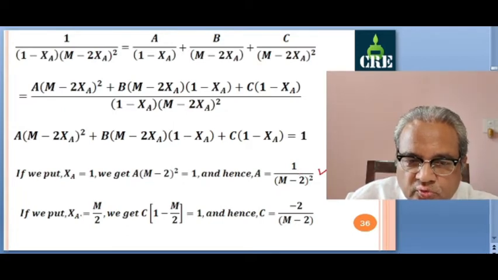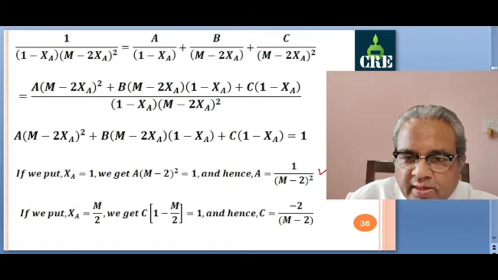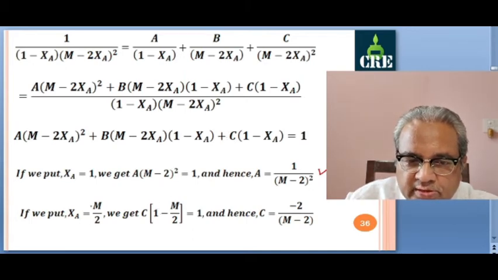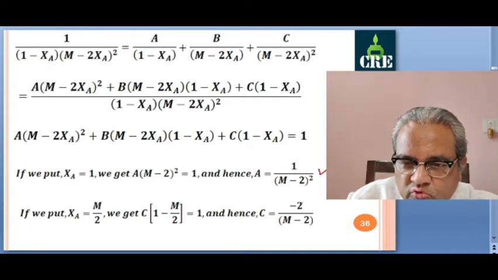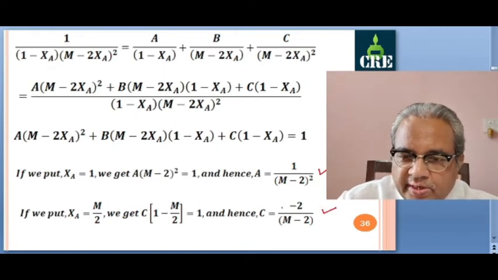Then if I substitute XA is equal to M by 2, this goes and this goes. So two terms go, and I can evaluate constant C. So C into (1 minus XA) is M by 2. 1 minus M by 2 is equal to 1. So this is (2 minus M) by 2, and that I can write as minus 2 by (M minus 2). So the C value I get is minus 2 by (M minus 2).